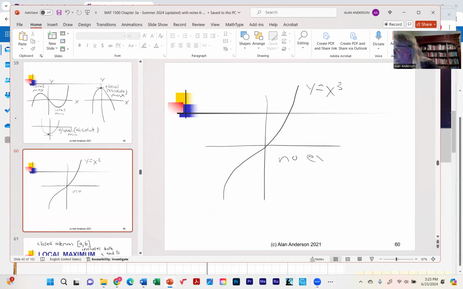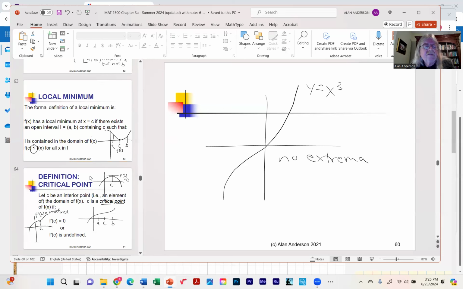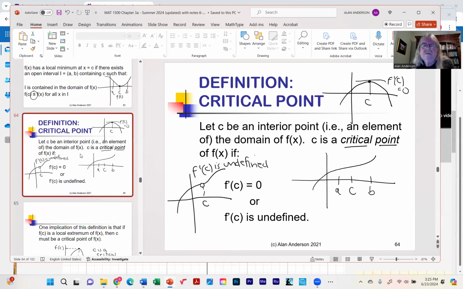So anyway, we have our local maximum, we have our local minimum. Now, this is a very important idea. The point at which these occur is called a critical point. A critical point occurs when either the derivative at that point is zero, meaning that a tangent line to the function at that point is horizontal. But we can also have a critical point where the derivative is undefined.